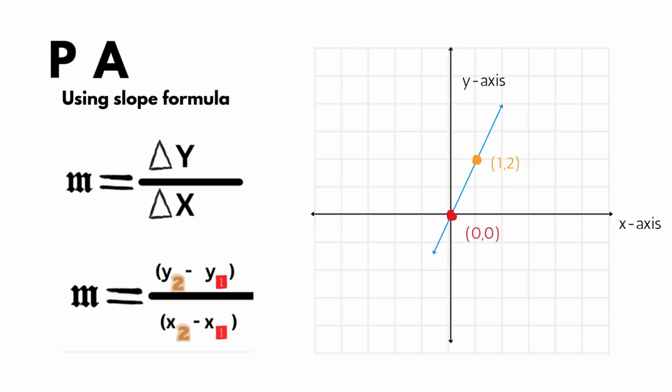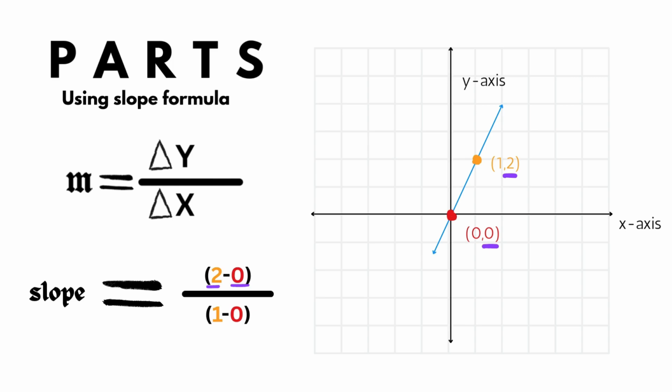Take your points as y values, subtract them, and take the points as x values and subtract them. For example, if I wanted to find the slope for this line, I'm going to subtract the 2 y value points, and then the x values to find the slope of the line, which is 2.